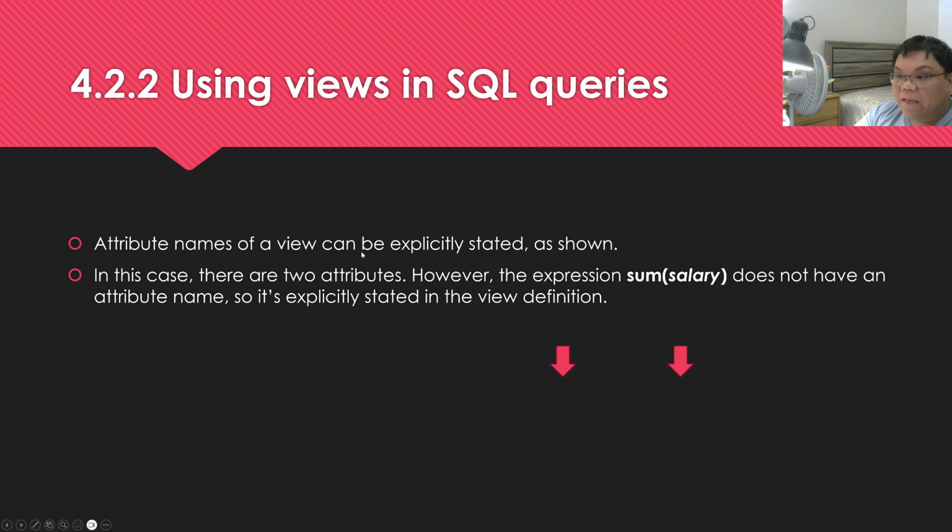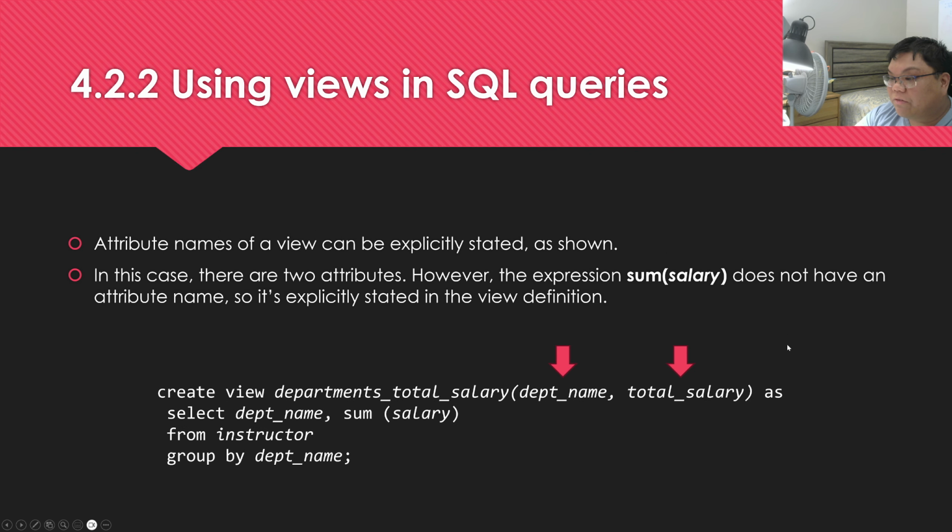Attribute names of a view can also be explicitly stated as shown here. In this case, there are two attributes. However, the expression sum salary does not have an attribute name, so we need to name it here.